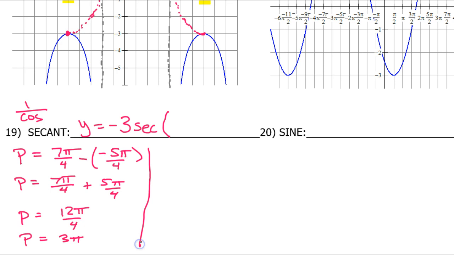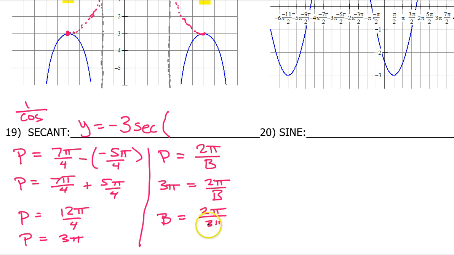So that's good to know. I know that the period is 3 pi. But what I really need is the b value. So the period is going to equal the normal period divided by the b value. But we now know that the period is 3 pi, so 3 pi is equal to 2 pi divided by the b value. If I swap these, which I may, that's going to give me that the b value is 2 pi divided by 3 pi. So that tells me that the b value is 2/3, because the pi's cancel out. So the b value goes right here. So I'm going to have 2/3 right here.